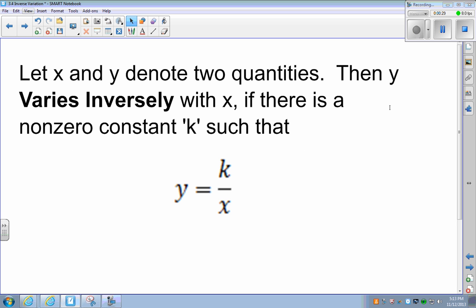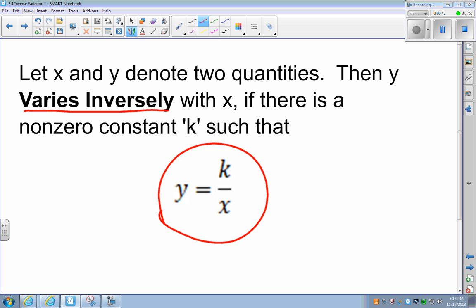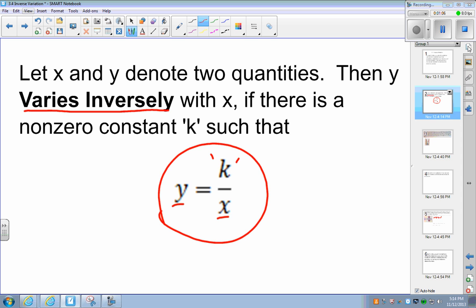So first off, let's talk about inverse variation. Let x and y denote two quantities. Then y varies inversely, this is the key word here, with x if there is some non-zero constant k such that we get this equation here. Now y and x are inversely related to each other, and so that's why we have x in the denominator of a fraction, and k is some constant that we'll end up having to solve for to come up with specific answers to our question.